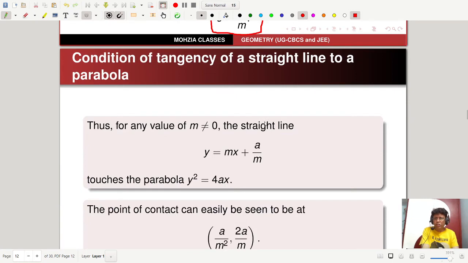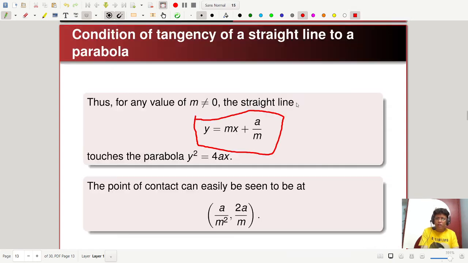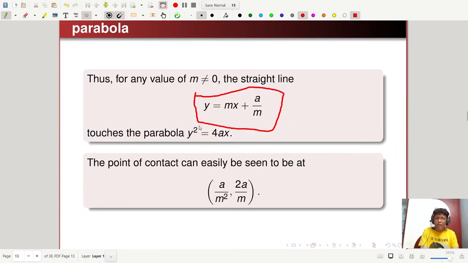Now, more things we have. You can write the tangent in the form of a slope form, because m is the slope. This is called the slope form of the tangent. So you can replace c by a by m. This is sometimes very useful. This is the slope form of the tangent to the parabola.